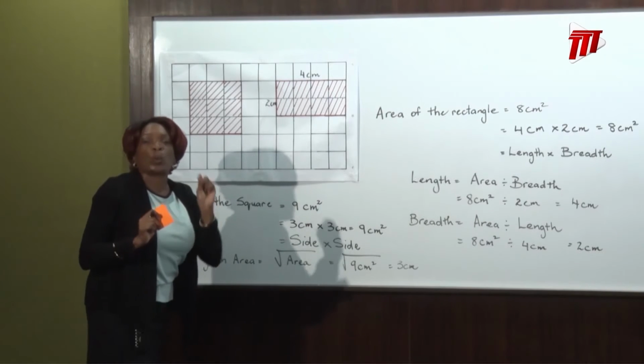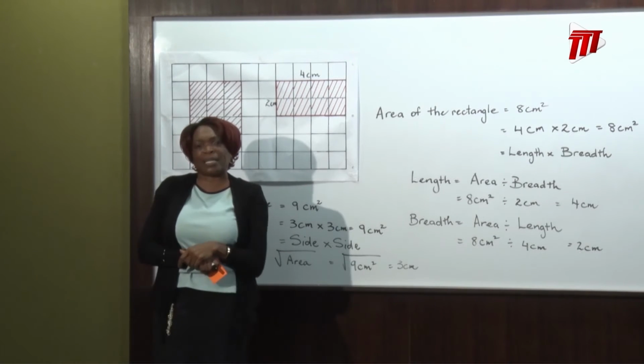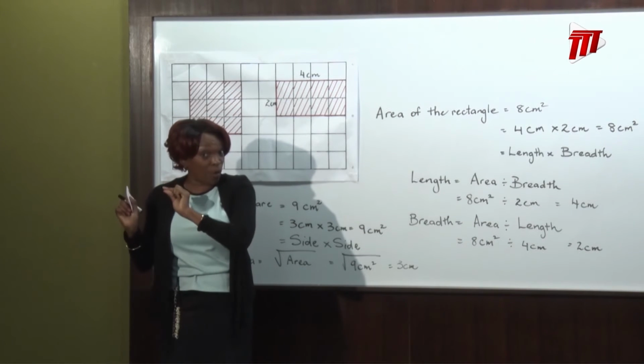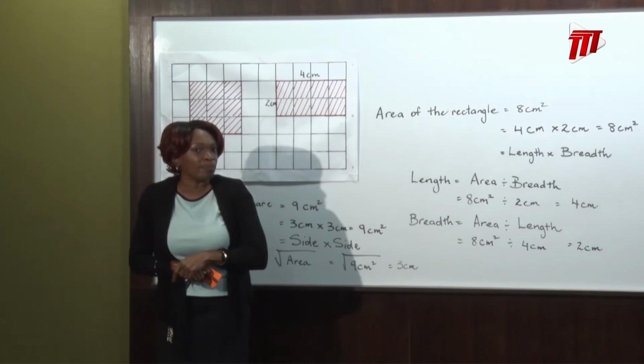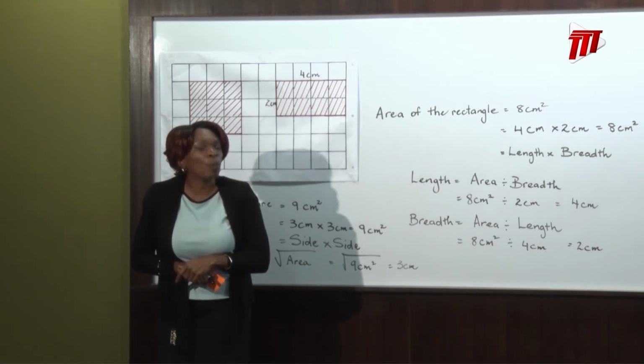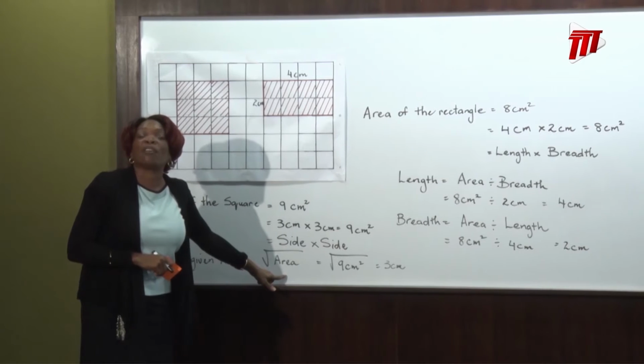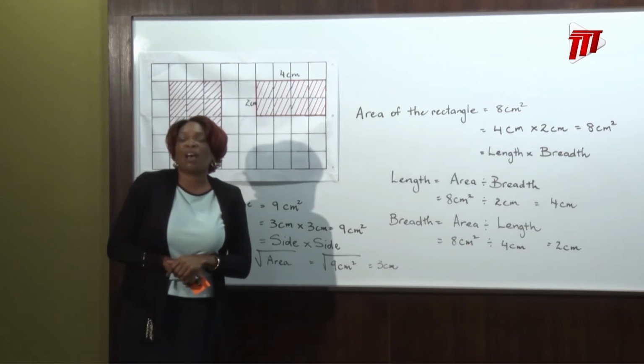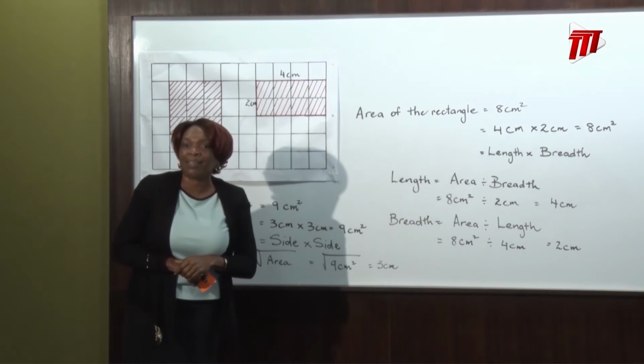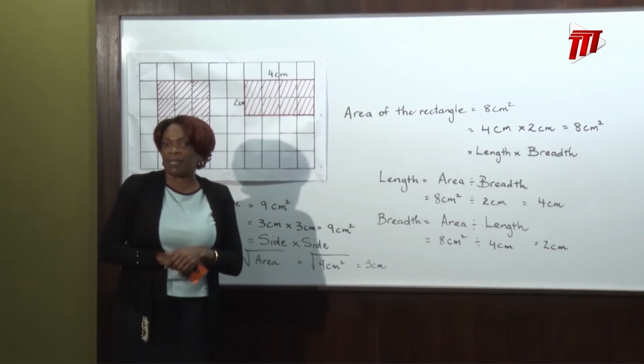Remember when we had looked at the square and I asked you to find the area of the square? Remember when the side was 4 centimeters and we found that it was 16 centimeters squared side by side? Wonderful. How are we going to work backwards now to get that 4 centimeters? Remember the area was 16 centimeters squared. What are we going to do? We are going to find the square root of area. So the square root of 16 centimeters squared is equal to 4 centimeters.